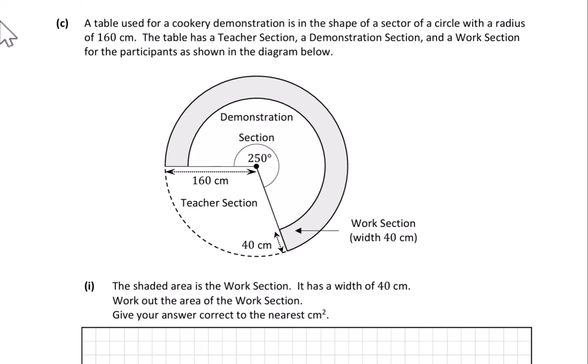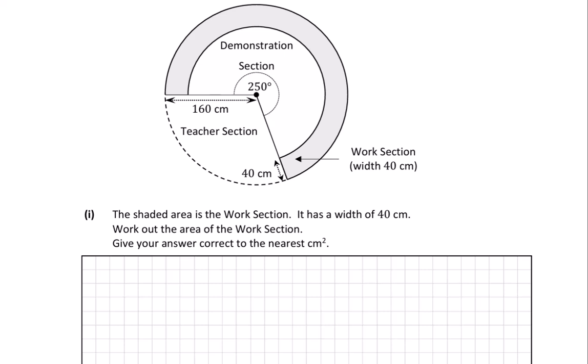Okay, a table used for a cookery demonstration is in the shape of a sector of a circle with a radius of 160 centimeters. The table has a teacher section, so the teacher section is here, and a demonstration section which is here, and a work section which is around here. So this shaded area is the work section. It has a width of 40 centimeters. Work out the area of the work section. Give your answer correct to the nearest square centimeter.